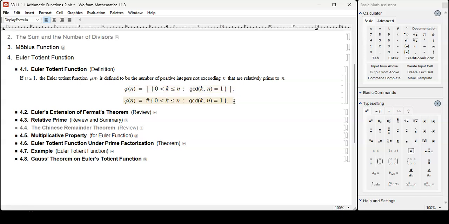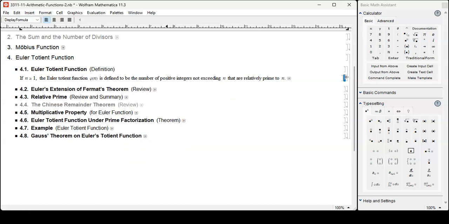Or like this, using the number of elements notation, which is used for finite sets only. I've never seen anybody using this notation for infinite sets. Both are widely accepted, but I like this one a little bit better because I can use it for any kind of set, whether it's finite or infinite. In any case, that's a definition.